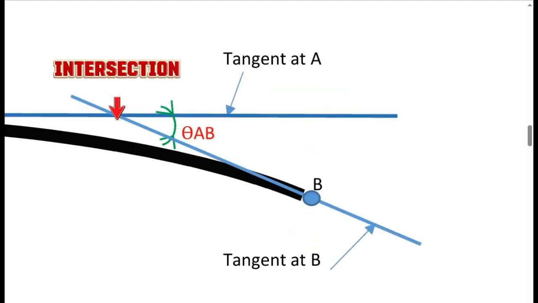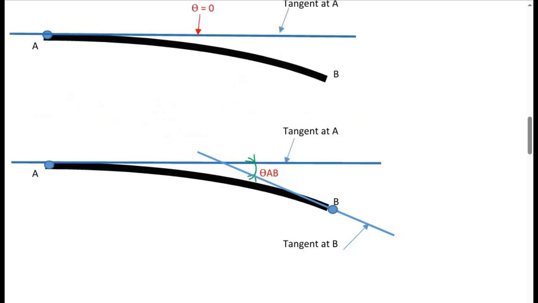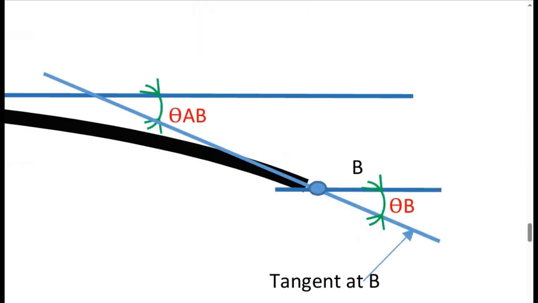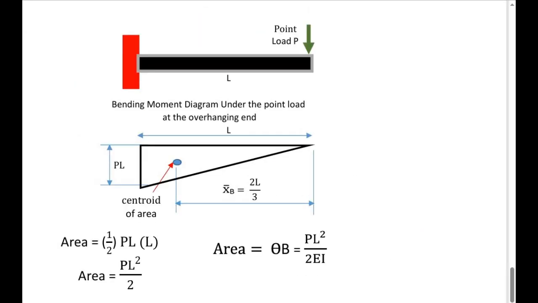If we extend the tangent line at the end of the beam until it intersects the tangent at the support, which is the tangent at A, we can have a slope in between two tangents, theta AB, that can be easily obtained from the first theorem of the moment area method, since from the geometry, we can simply prove that the slope of the tangent line at B is equal to the slope defined by the first theorem of the moment area method.